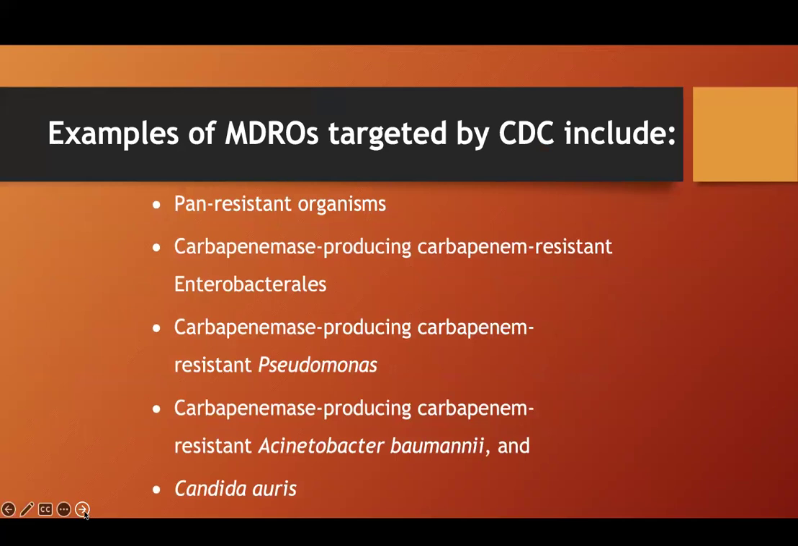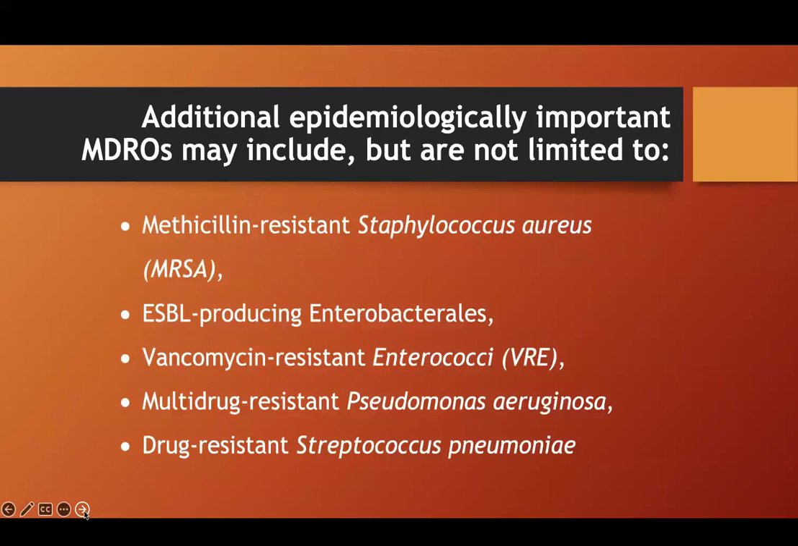Examples of the MDROs currently being targeted by the CDC are pan-resistant organisms, CRE, Candida auris, and some other ones, as you see here, that I'm not even going to try to pronounce. The ones that are most common that most of us know about are MRSA, ESBL, VRE, Pseudomonas aeruginosa, and resistant strep.